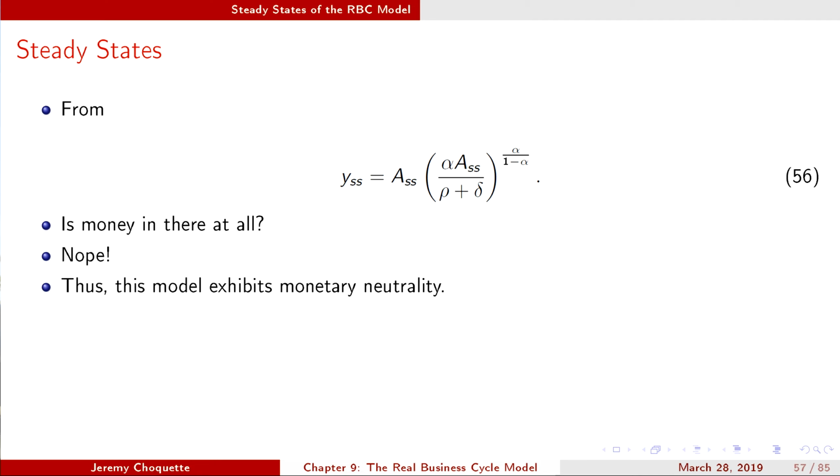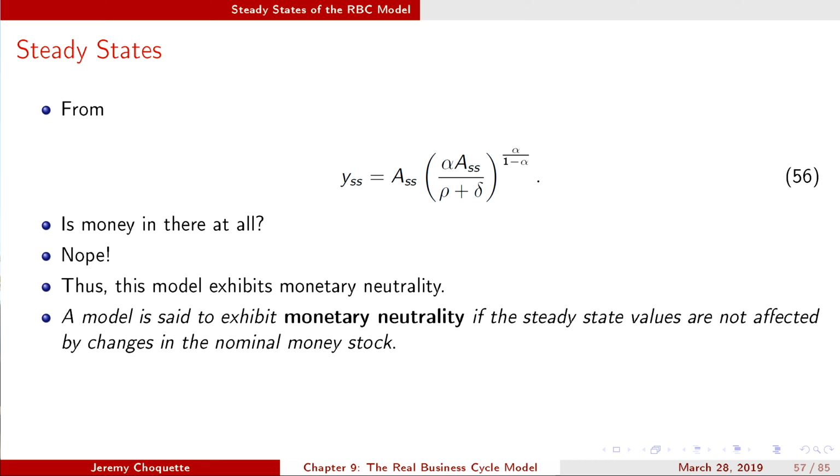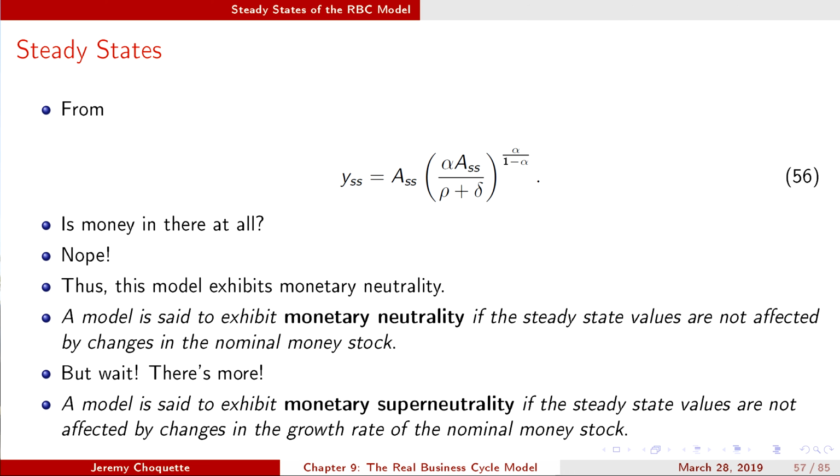So the model exhibits monetary neutrality. And again, I will define monetary neutrality. A model is said to exhibit monetary neutrality if the steady state values of real variables are not affected by changes in the nominal money stock. But wait, there's more. Just like Billy Mays said. A model is said to exhibit monetary superneutrality if the steady state values for real variables are not affected by changes in the growth rate of the nominal money stock.